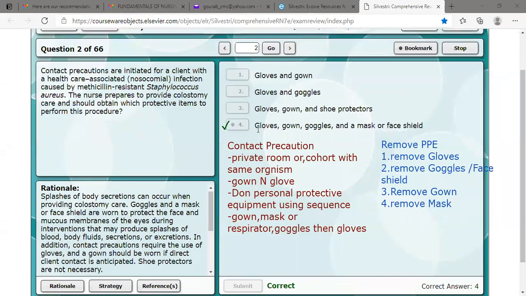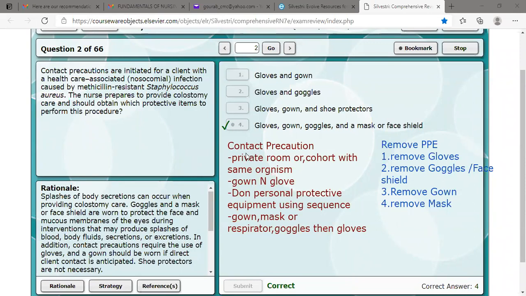So let me share some more information about contact precautions. The question started with contact precautions. Contact precautions mean direct or indirect. What is direct contact precaution? It means contact with the client's cutaneous area or skin. Indirect contact precaution means contact with a contaminated surface or bodily secretion from the patient.